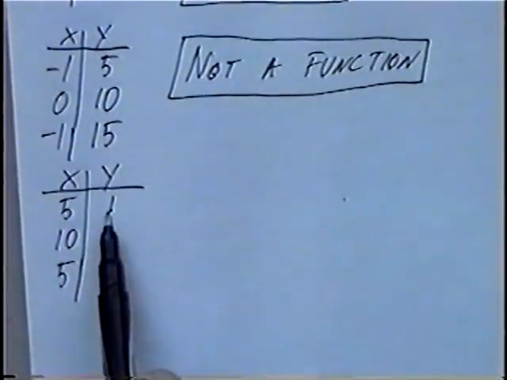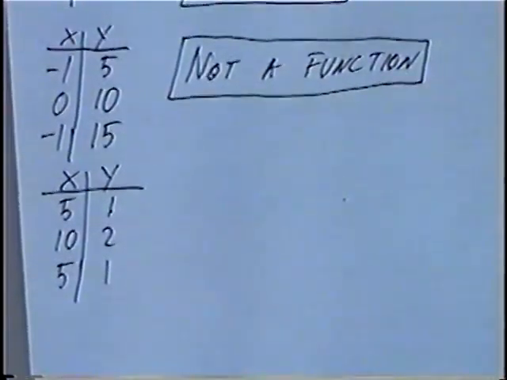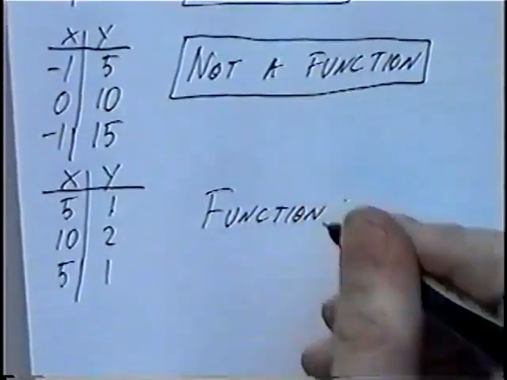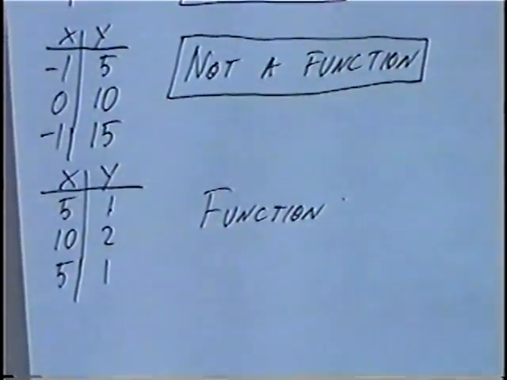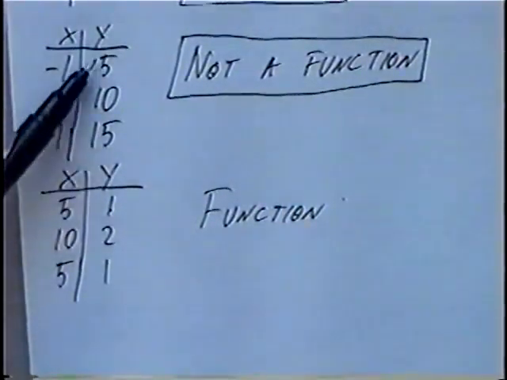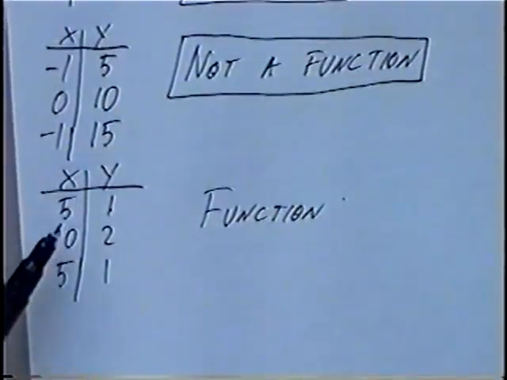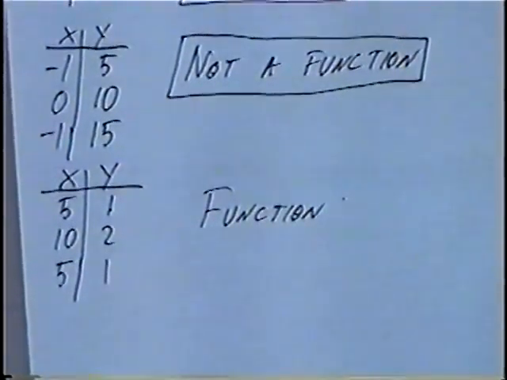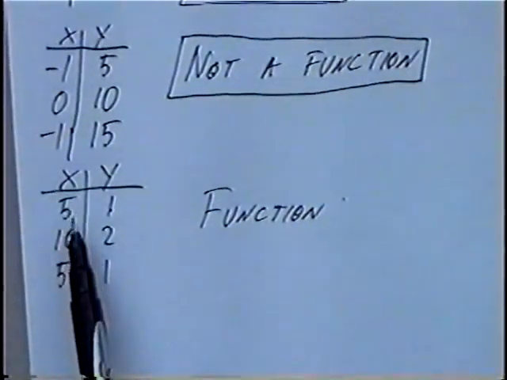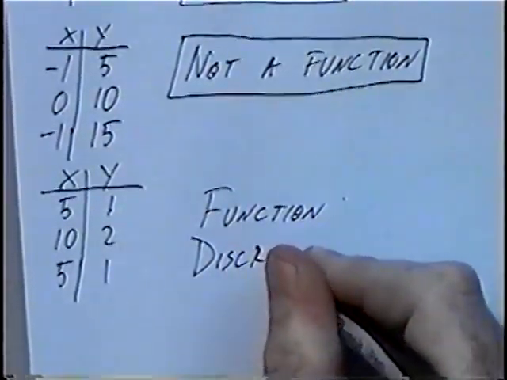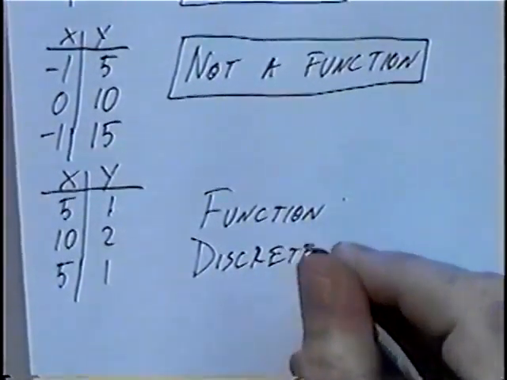Having the same point means they go to the same y value, which is okay. It's still one-to-one and is still a function. So repeating x values with different y values makes it not a function. But if repeating x values have the same y value, it's still a function. Looking at the t-chart or xy table, there's 3 points. If you can count up the number of points, it is always discrete.